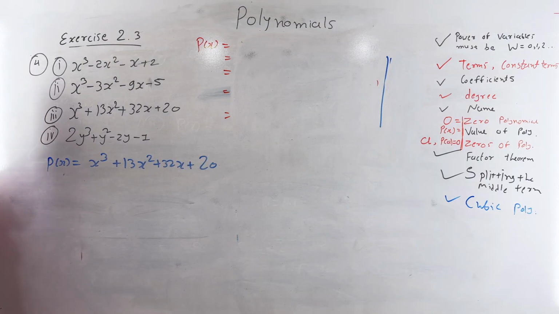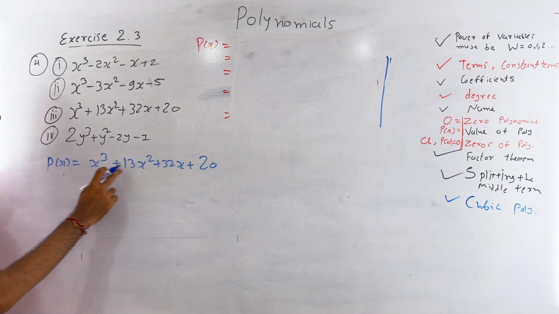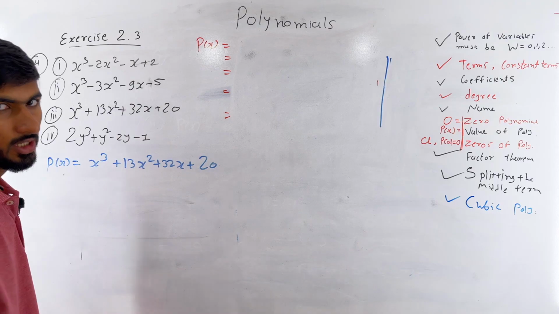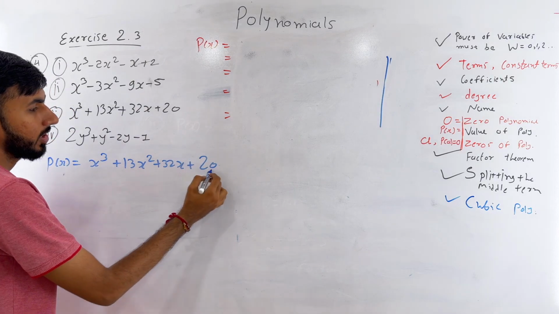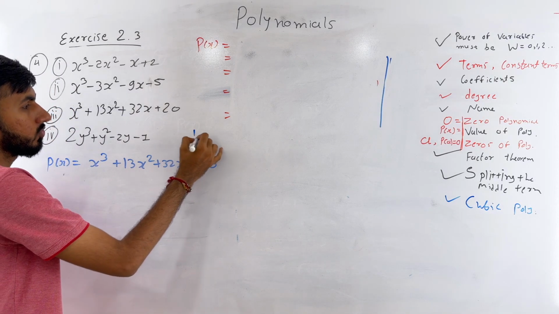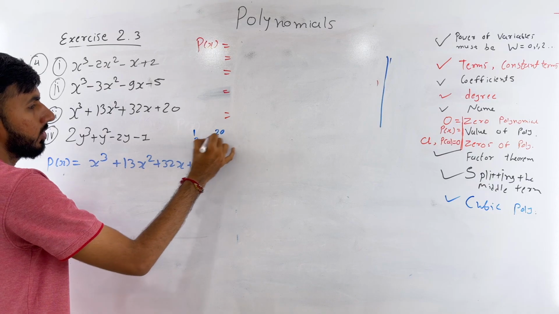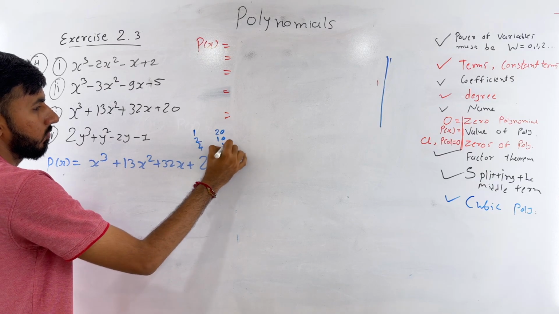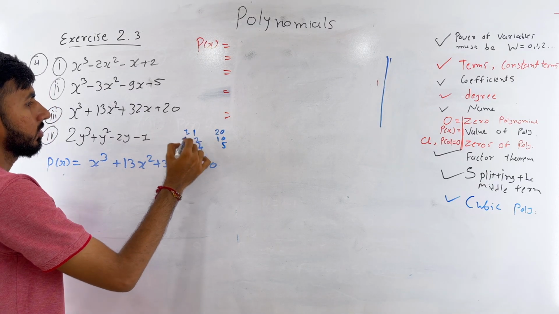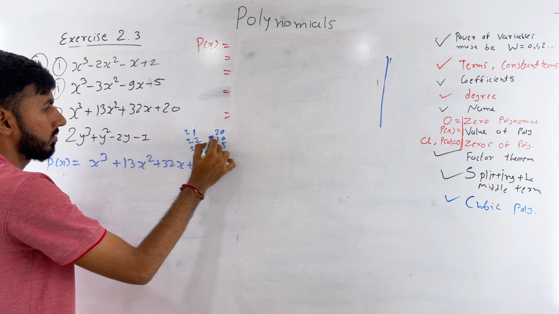Now here is our third question. Third polynomial, x cube plus 13x square plus 32x plus 20. Now focus on the constant term. I have 20 as the constant term. So factors of 20 are 1, 20, 2, 10, 4, 5, right? Plus or minus in all the factors.